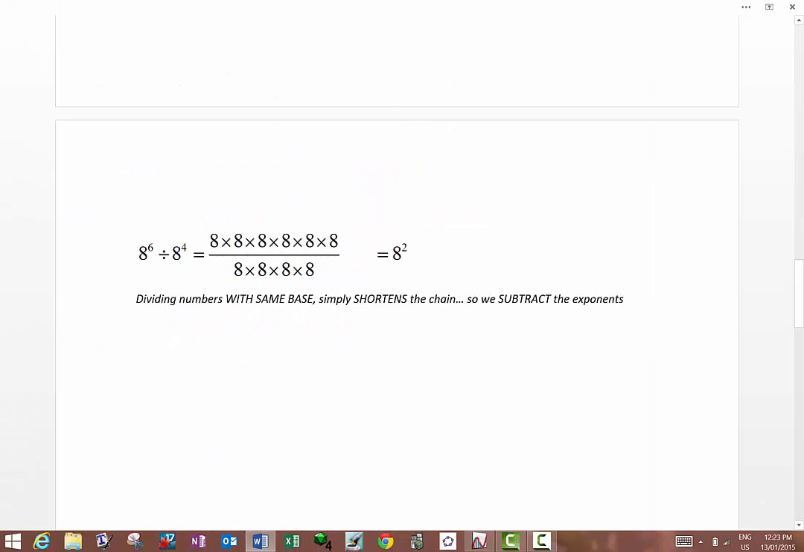Similarly, when we're dividing, the same kind of thought process occurs. 8 to the 6 divided by 8 to the 4. Well, on the numerator is 8 to the 6, and we're dividing by 8 to the 4 underneath. And we can cancel common factors top and bottom. And we can cancel 4 eights. And what this effectively does is reduce the length of the chain from 6 originally to only 2 now. So we're left with 8 times 8, which is 8 squared.